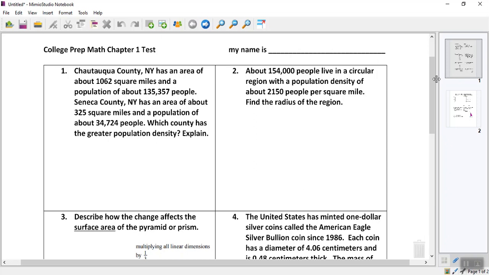So a lot of stuff about density relative to area, density relative to volume. There'll be some cross sections in here, which I thought you guys did a great job on. There'll also be some solids of revolution. And I think if you can understand today, we're going to be well prepared for tomorrow.